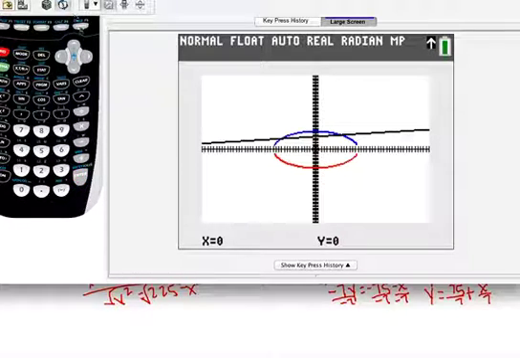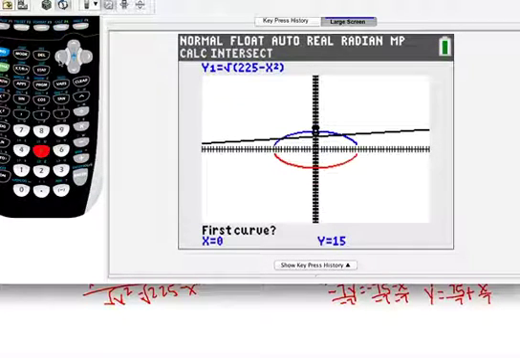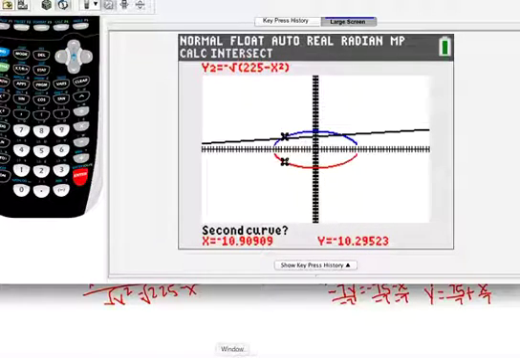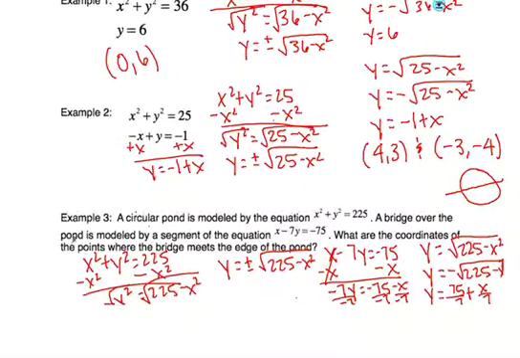So you're going to do second trace 5. You want to be on the top part of the circle, so get close to where the line crosses the circle. Hit enter. This one takes you to the bottom part of the circle, but if you look, nowhere does that line that goes through it cross the bottom part of the circle. So you're going to hit the down arrow to get to the third equation, which is the line. So you're close to where you cross, so you hit enter. Guess is always an enter. And you get an intersection of negative 12, positive 9. So one of your answers is going to be at negative 12, positive 9.